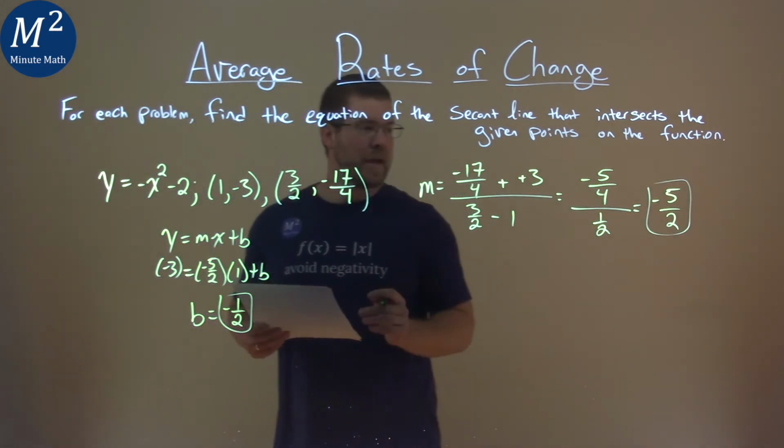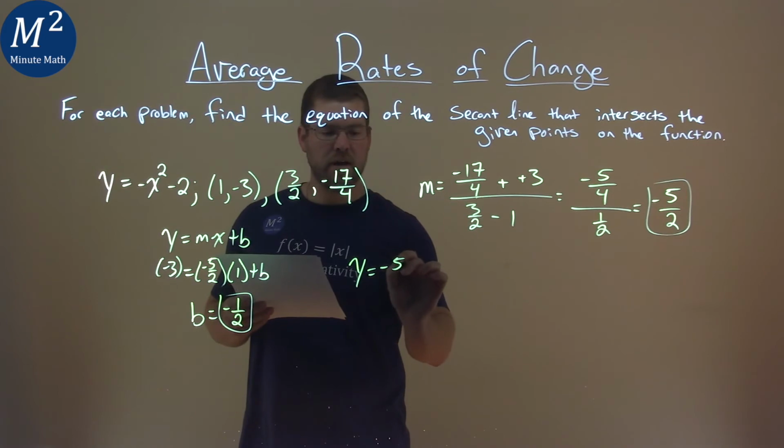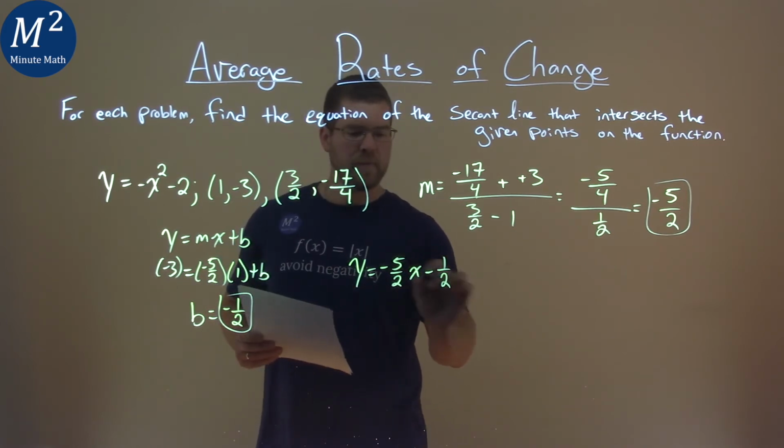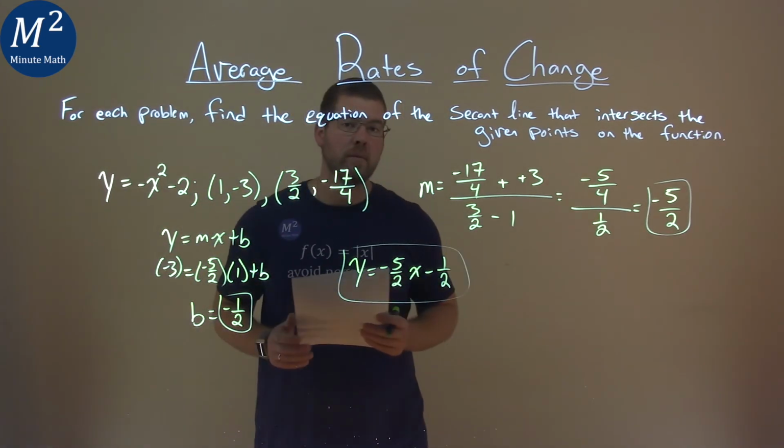Our m is negative 5/2, so our equation of our line is y equals a negative 5/2 x minus 1/2, and that's the equation of the secant line that goes through the given coordinate points.